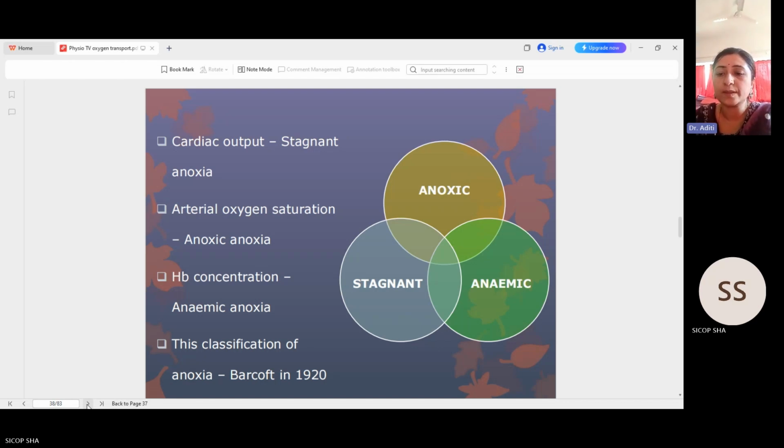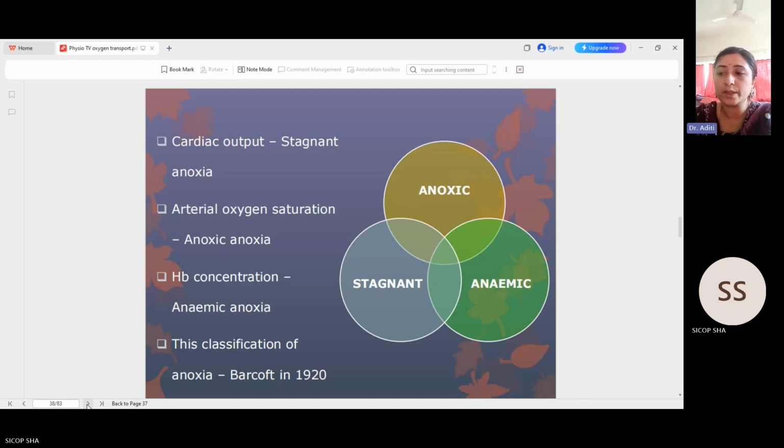Stagnant anoxia is when the blood is blocked from reaching the brain or other parts of the body. This can occur with a stroke or heart attack. When the blood volume in itself is not reaching, that is why it is called stagnant anoxia. Anoxic anoxia occurs when there is not enough oxygen in the air that you breathe in, and this can occur at high altitude or during suffocation.